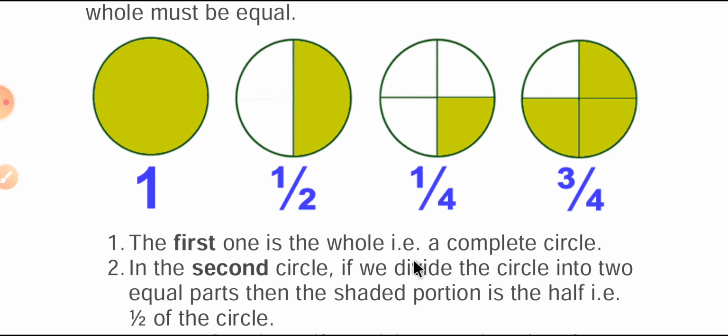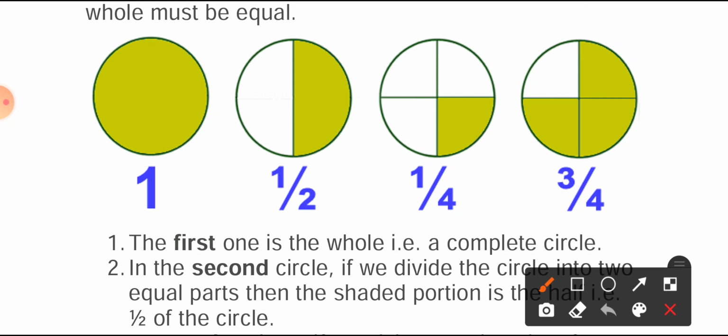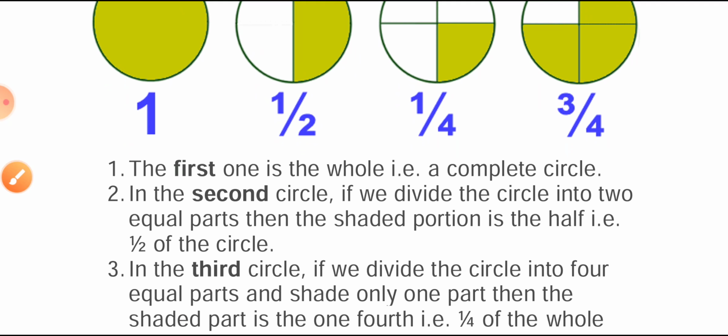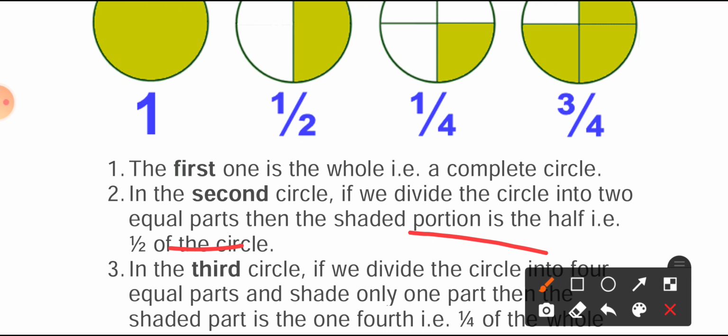In the second circle, if we divide the circle into two equal parts, you can see that here we have divided into how many parts? 1, 2 parts, and you can see that both parts are equal. Then the shaded portion here is the half. Shaded portion is the half, that is 1 by 2. So how many parts are shaded here? One part, out of two parts.